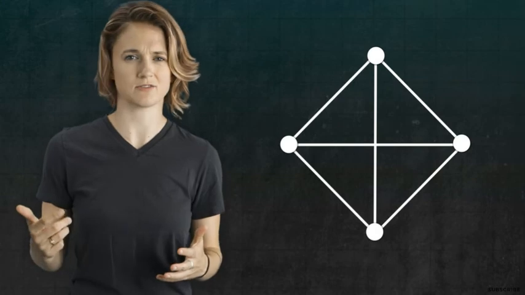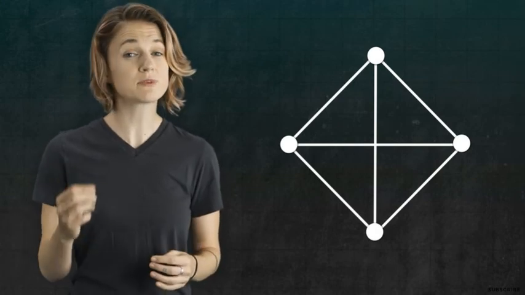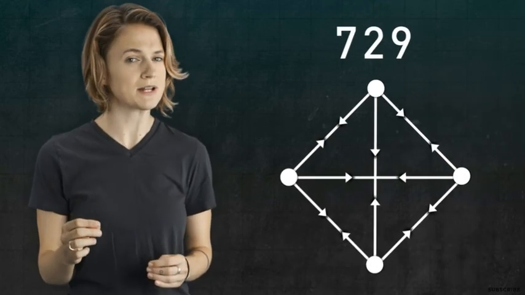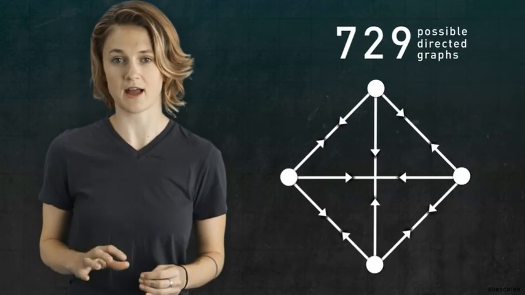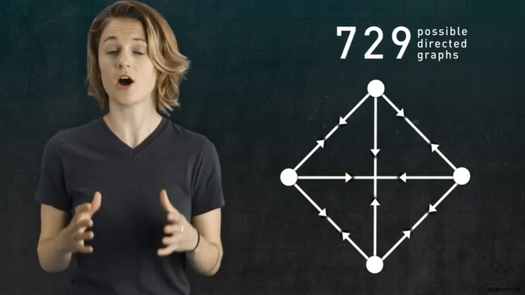Consider this undirected graph. It has 6 edges. What happens if we make it a directed graph? For each edge, there are 3 possible directions: this way, that way, or both ways. That means there are 3 to the 6, or 729, possible directed graphs. When working with the undirected graph, we're collapsing all 729 possibilities into one. There's a lot less information encoded in it.